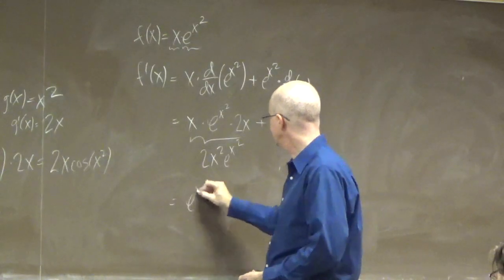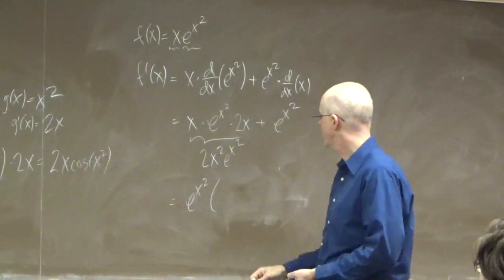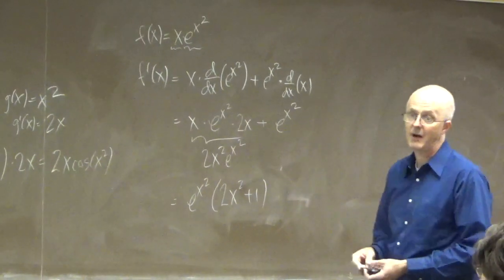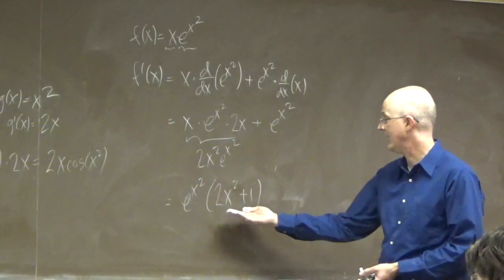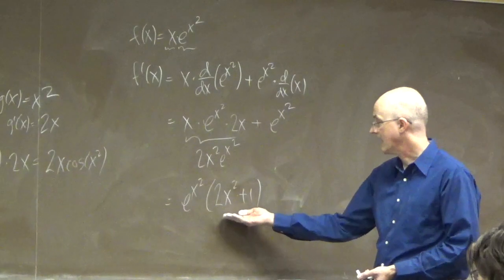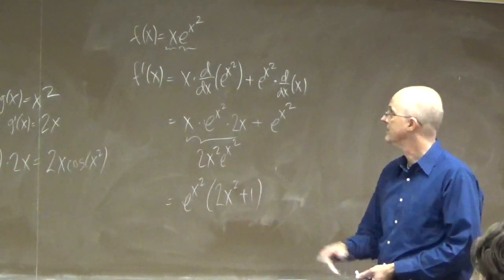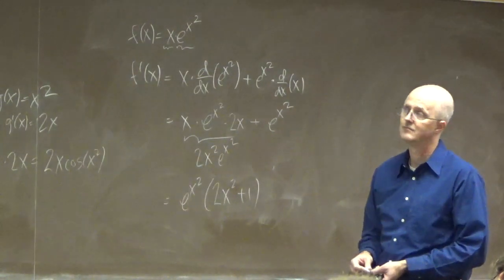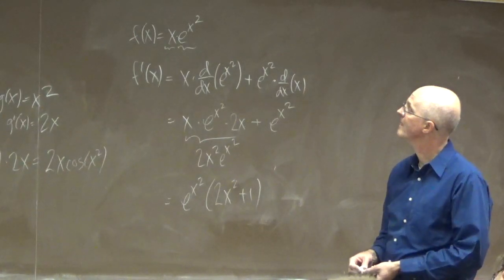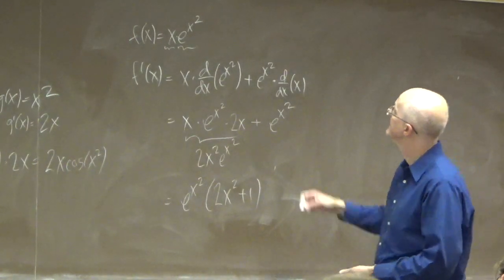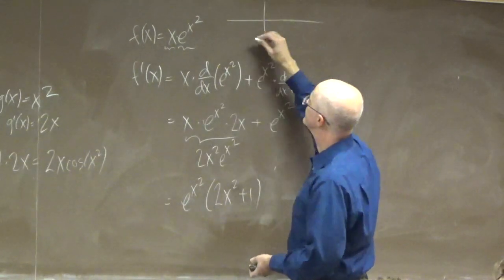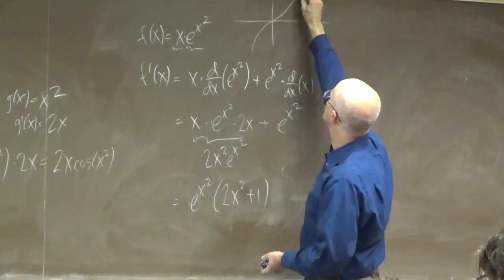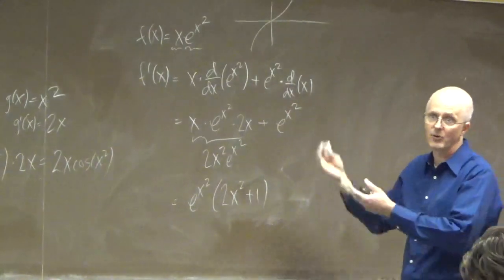If you like, you can factor out an e to the x squared and write it as e to the x squared times, in parentheses, 2x squared plus 1. In general, that might help you figure out where this derivative is 0, though for real values here, this derivative is never 0. It's always positive. The graph of that function is always going up. I think it probably looks something like this. Probably looks like that. Kind of looks like a cubic, I think, though it's going to grow faster than a cubic.